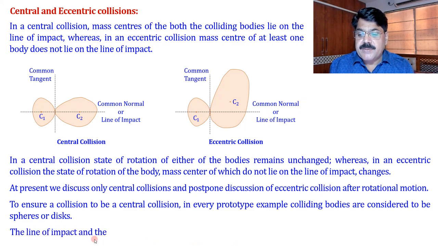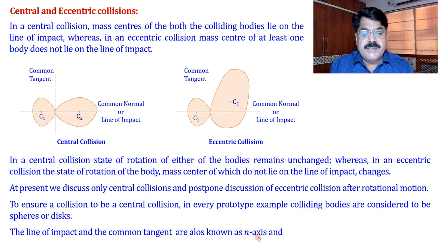The line of impact and common tangent are also known as n-axis and t-axis. Actually, you can see here, these two lines, common tangent and the line of impact, are mutually perpendicular. So they can be considered as a Cartesian coordinate axis. But here we could not call them x and y axis. We call the common normal the n-axis and the common tangent the t-axis.